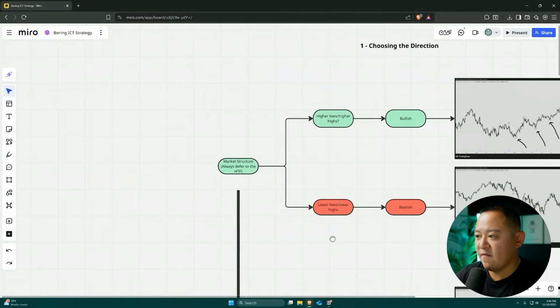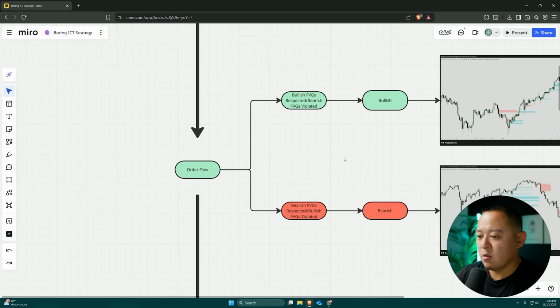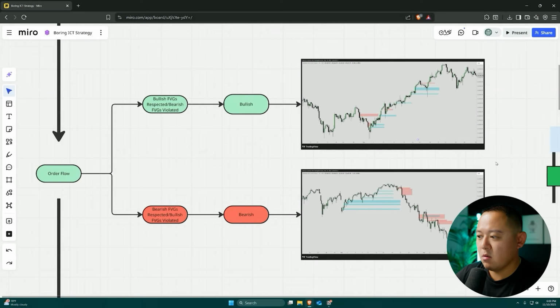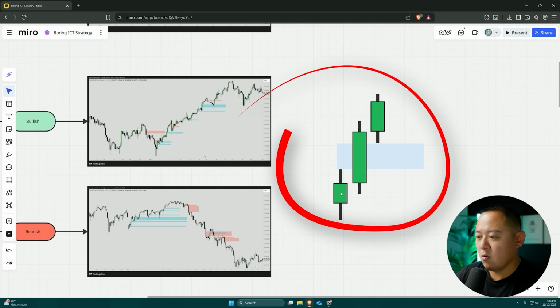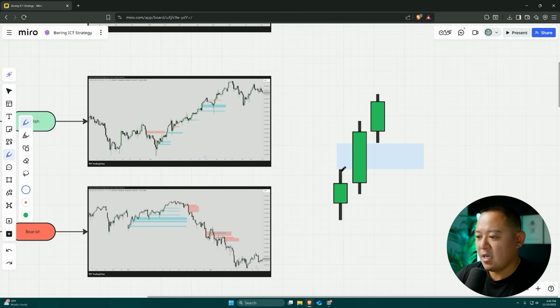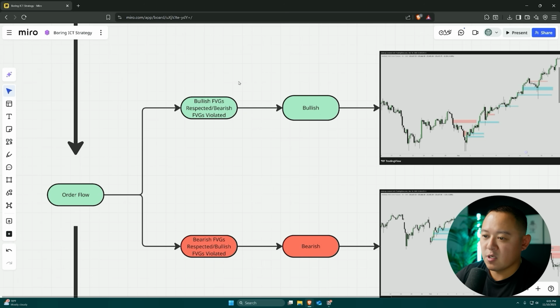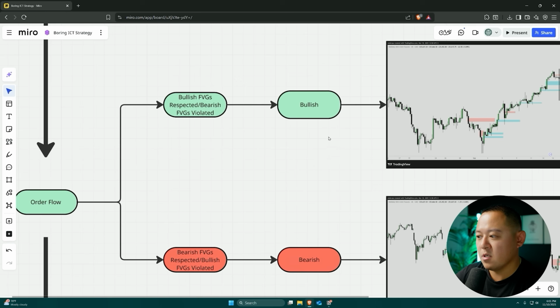The next part of identifying the direction, I do that by looking at fair value gaps. If you guys don't know what a fair value gap is, it's basically a 3-candle pattern where we have candle 1, candle 2, and candle 3. You guys can see here that we have a bit of a gap from this wick to this wick here. And all of this price action in here now becomes our fair value gap. This essentially just represents an imbalance between buyers and sellers. So if bullish fair value gaps are being respected and bearish fair value gaps are being violated, we can determine that order flow is currently bullish.